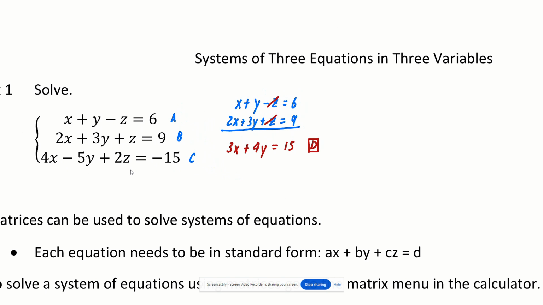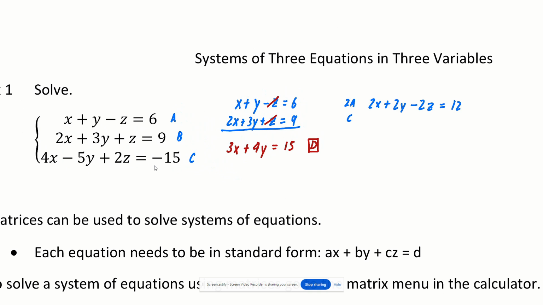So I'm actually going to do 2A, and then I'm going to use C. Now, if I'm going to do 2A, I've got to multiply the entire thing by 2. So here's how I do that. What is 2 times x? 2x. What is 2 times y? Positive 2y. What is 2 times negative z? Negative 2z. And that equals, what's 2 times 6? That's 12.